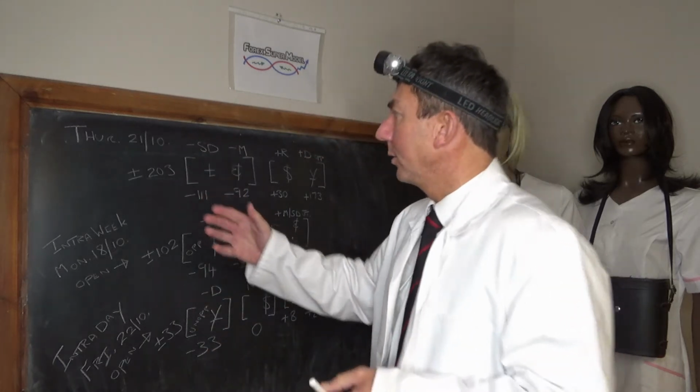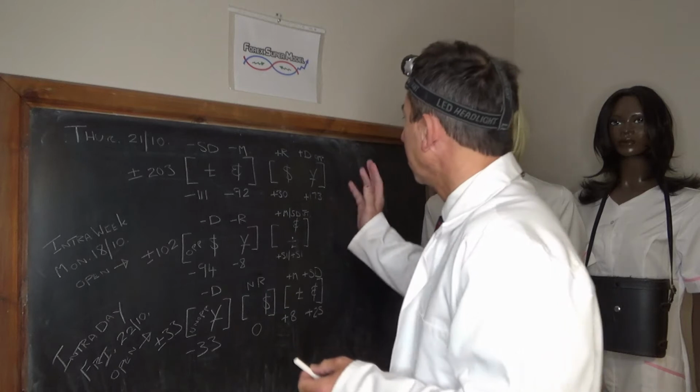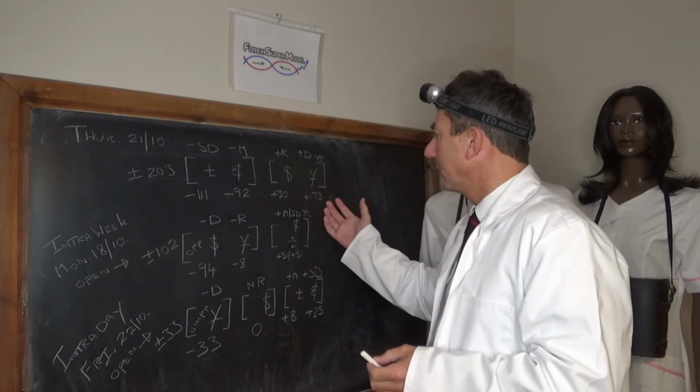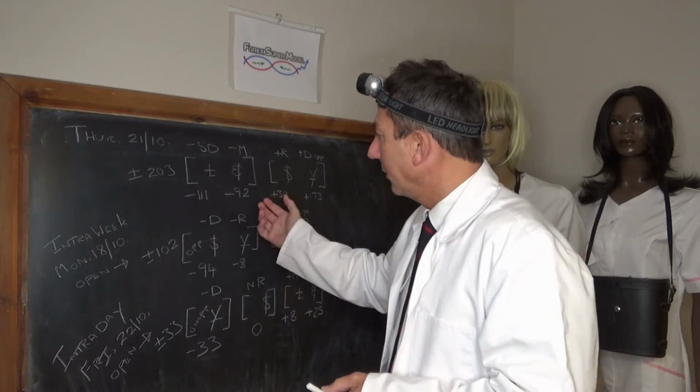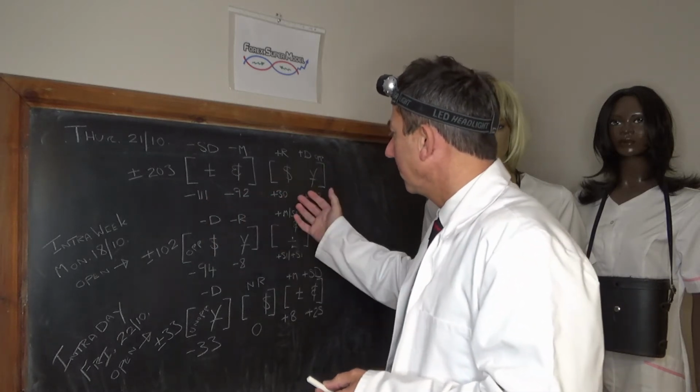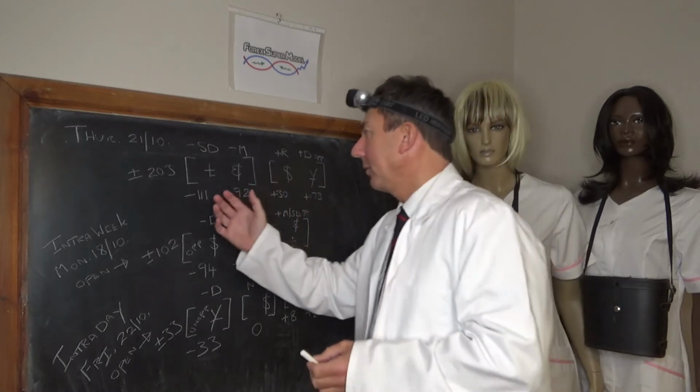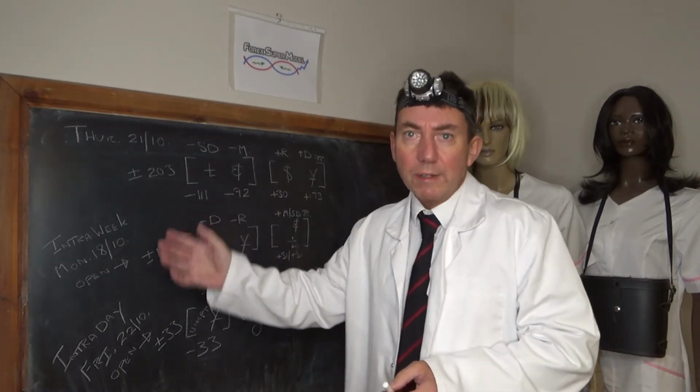Right, Thursday the 21st, yesterday then, we had a positive opposed driver in the yen at plus 173. Front and back door flows mainly coming out the pound at minus 111, out the euro at minus 92, and the dollar is the positive rock at plus 30. Activity plus or minus 203.